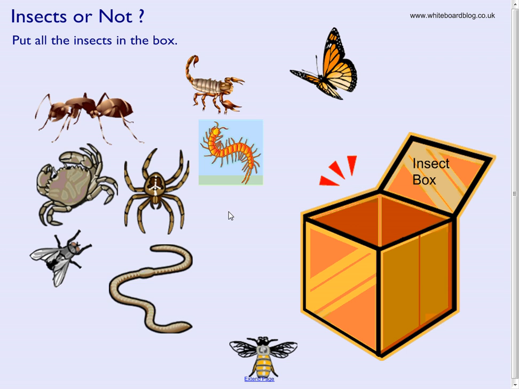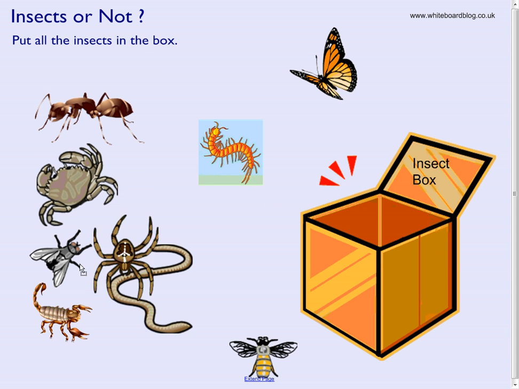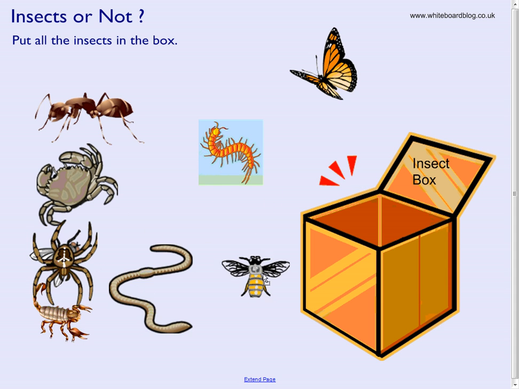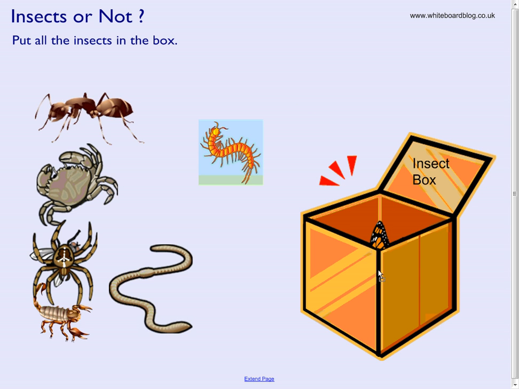So this is one I've got for putting insects in the box. I've used this for living and dead and odd numbers, even numbers, and so on. There's all different things you can do with it. But the idea really is that anything that is an insect will go in the box. Anything that's not an insect won't go in the box. So the scorpion won't go in the box. The spider won't go in the box. But the bee, which is an insect, will go in the box. And the butterfly will go in the box, as will the ant.